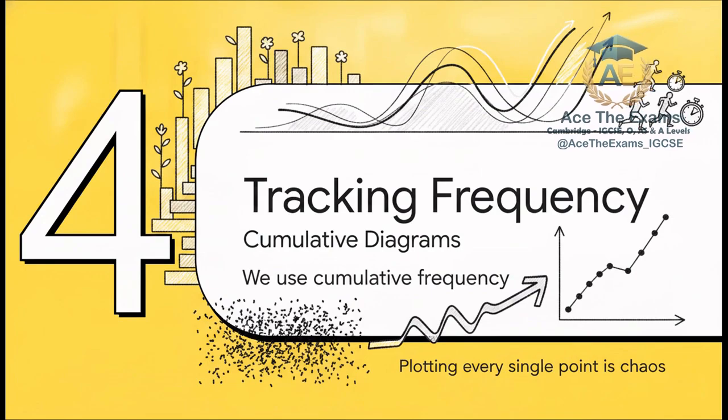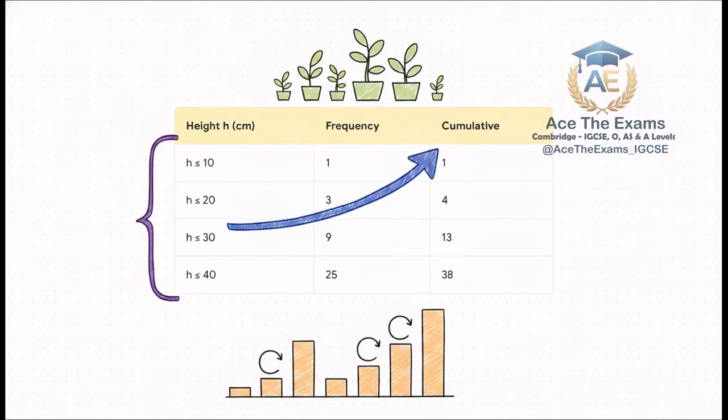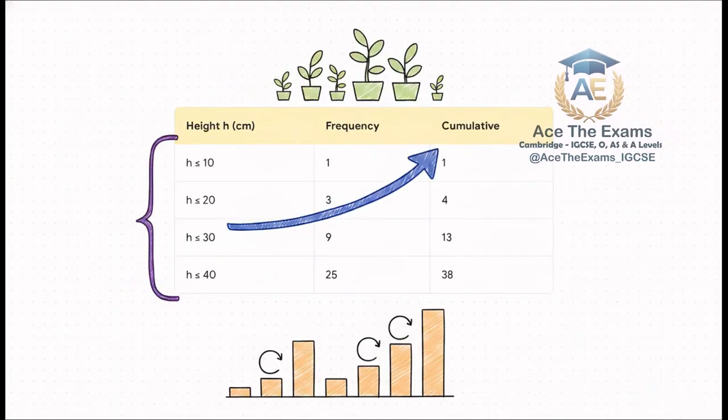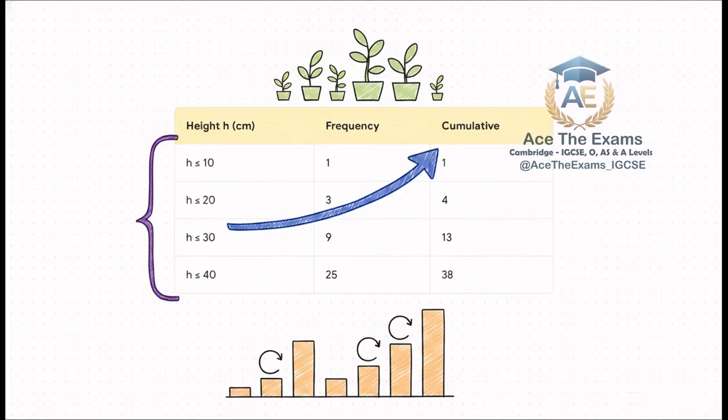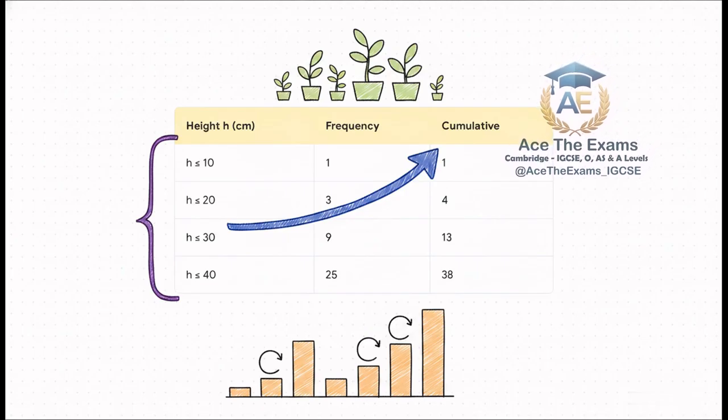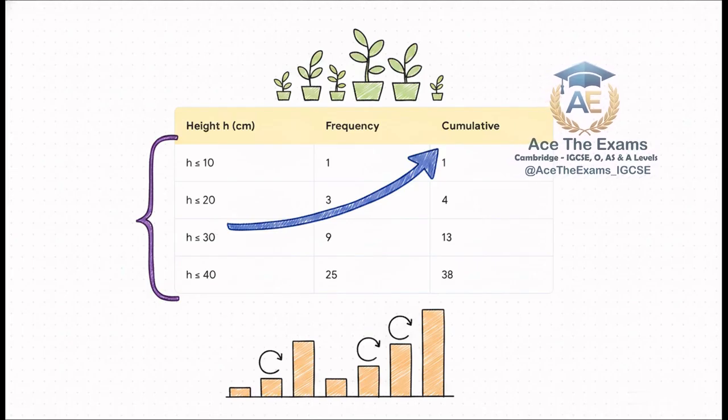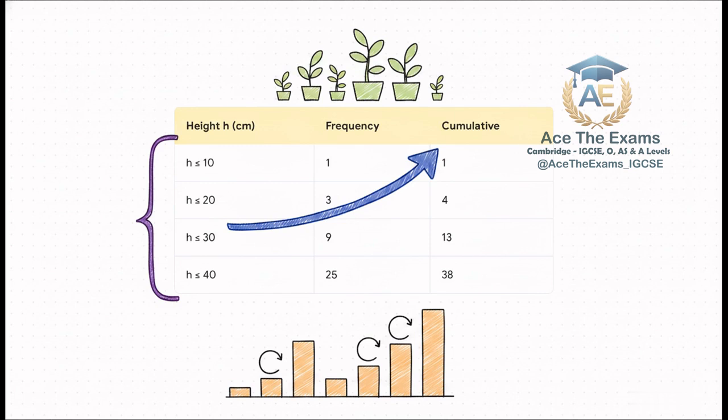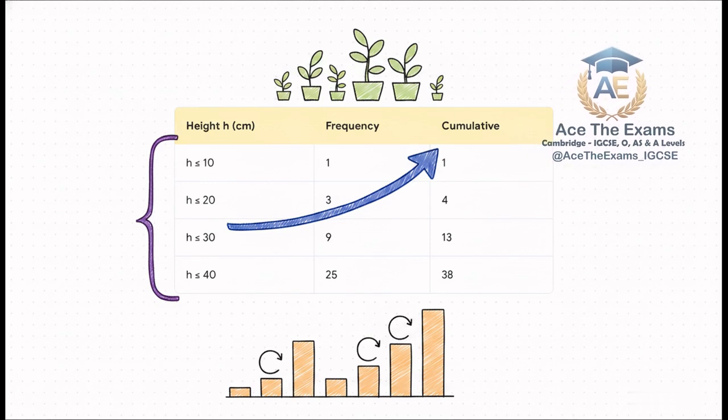Section 4, Tracking Cumulative Frequency. Okay, so what do you do when dealing with a massive set of continuous data, like the heights of 60 different plants or the finish times of 200 runners? Plotting every single point is absolute chaos. Instead, we use cumulative frequency. It is essentially just a running total.